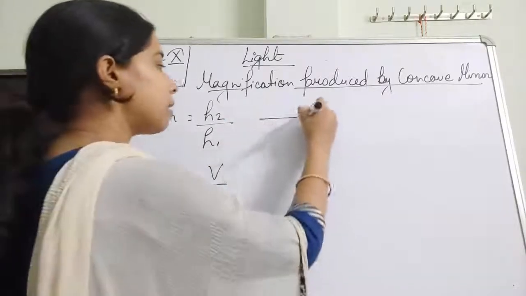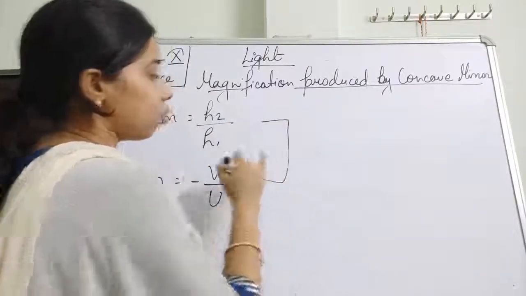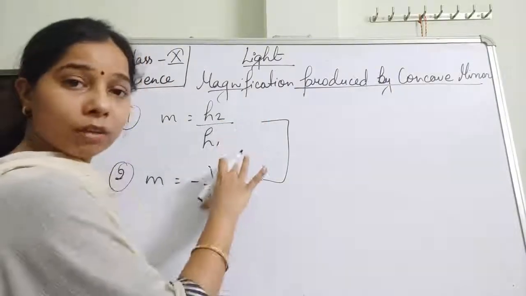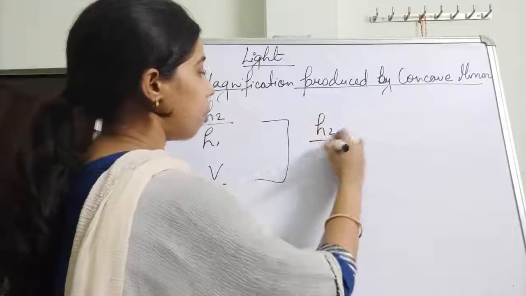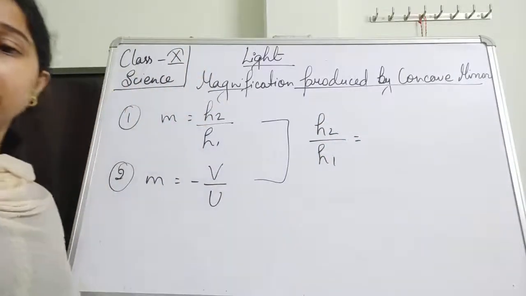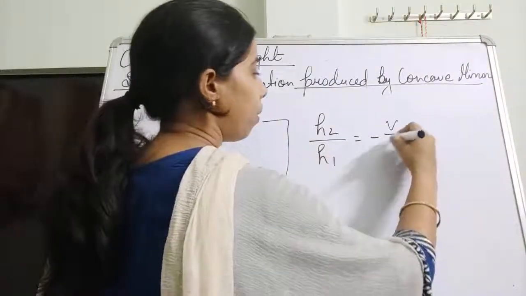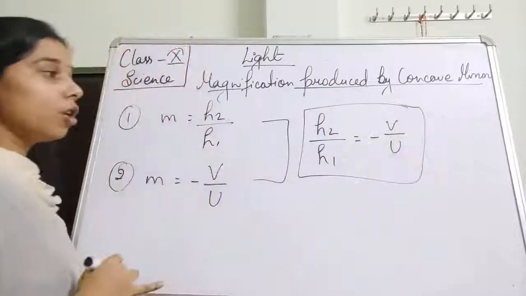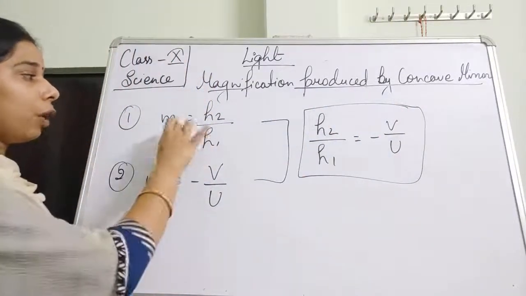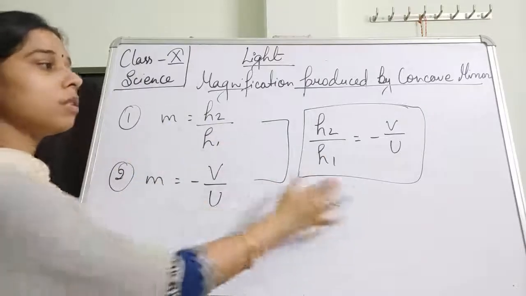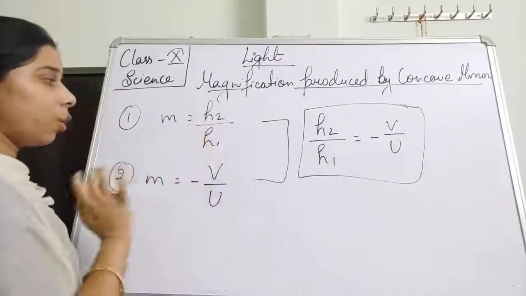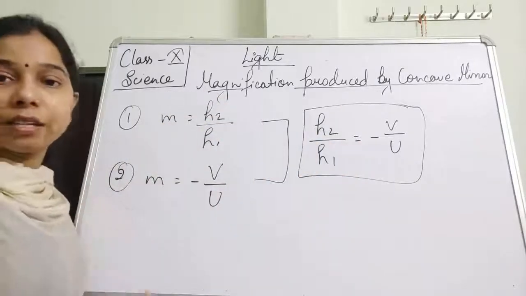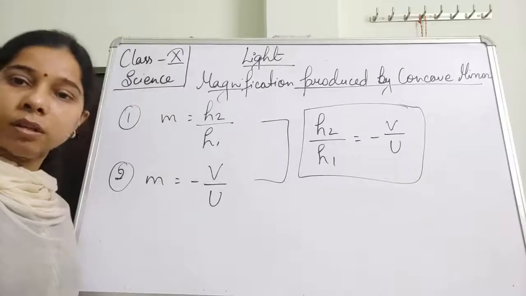So if this is the first equation and that is the second equation, by equating both equations together we get another relation: H2 upon H1 equals minus V upon U. Nothing special I have done, students. I have equated them because m equals this and m equals that. So equating the first equation to the second, we get H2 upon H1 equals minus V upon U. Okay.